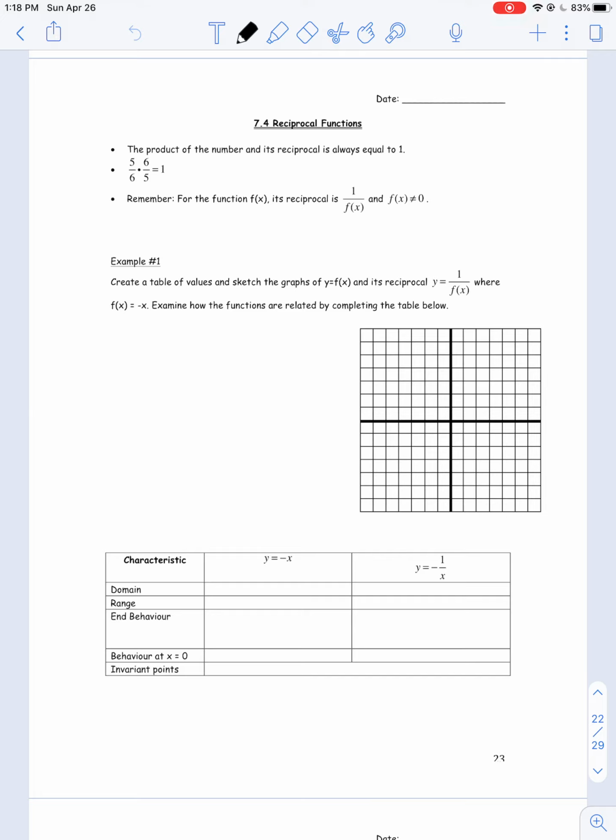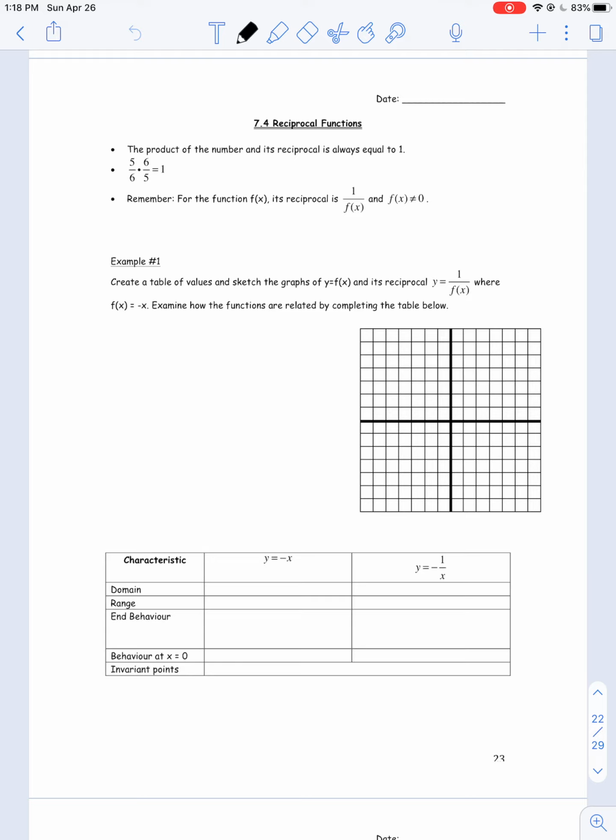Lesson 7.4, reciprocal functions. This is an important idea for Math 30-1. You'll see this idea come back, so make sure you pay attention and take good notes from this lesson. So what we want to figure out is what a reciprocal is.